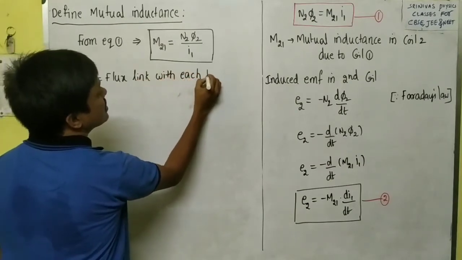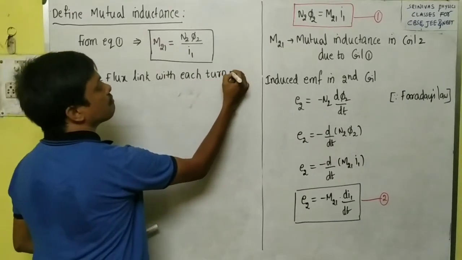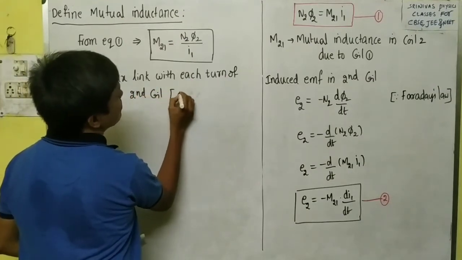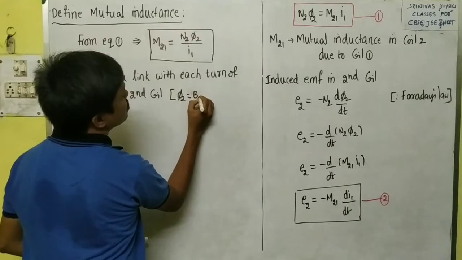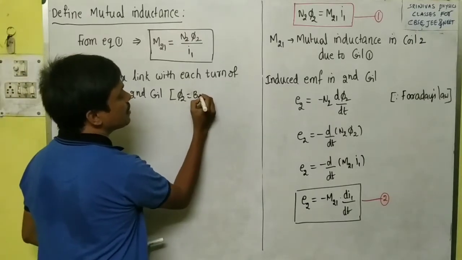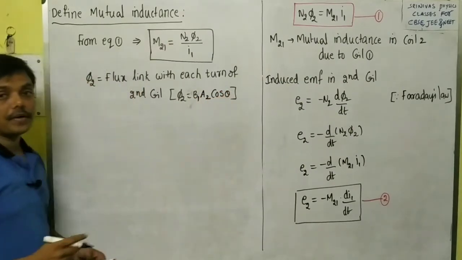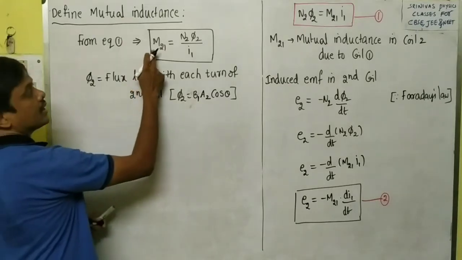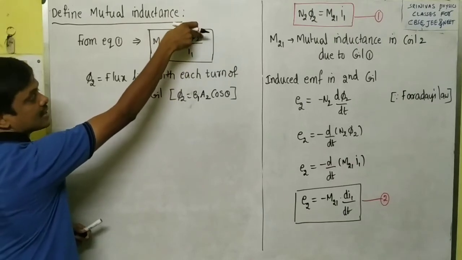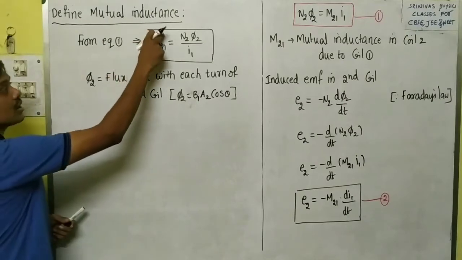Phi 2 is the flux linked with each turn of the second coil. Its formula is phi 2 equals B2 A2 cos theta, but the flux linked with the second coil depends upon the field of the first coil, so we write B1 A2 cos theta. If the current is unit current, then the magnetic flux linked with one coil per unit current in another coil is called mutual inductance.